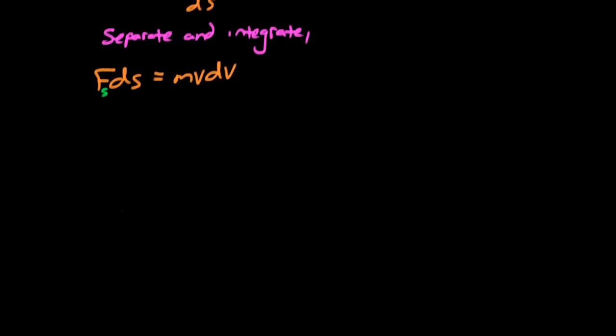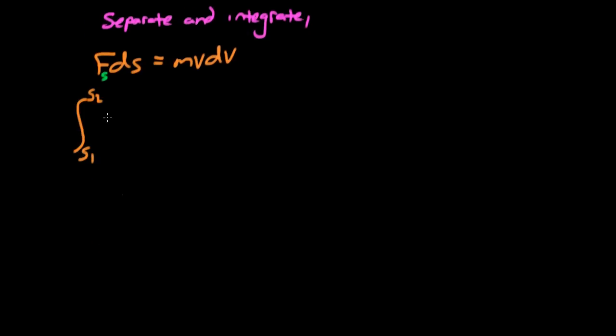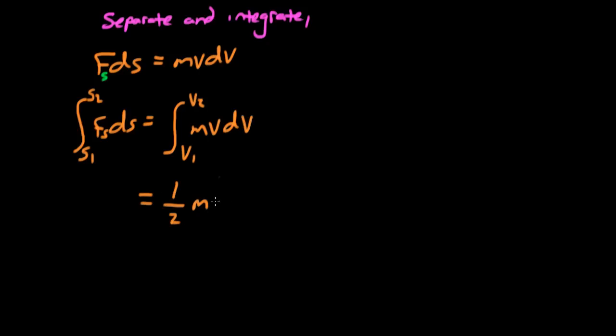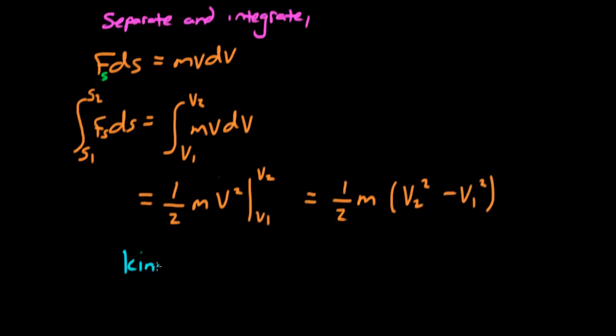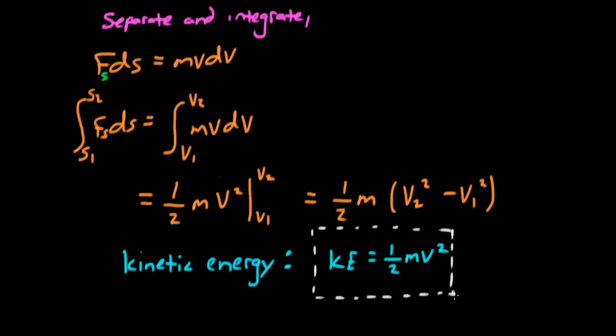We should note that the force is the force component along the path direction, Fs. We can integrate the left-hand side from s1 to s2, and the right-hand side from v1 to v2. Integrating the right-hand side, we see that we get 1/2 times the mass times the velocity squared, evaluated at the two velocities of our states. And so that becomes a difference in velocity squared. And here we've run into our first concept of energy, which we call kinetic energy. Kinetic energy is defined as 1/2 mass times velocity squared.